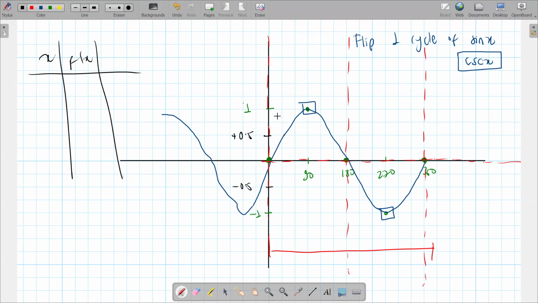This is what I'm saying. Right now, we don't really care what the x value is. We know the y value there is 0.5. When we flip it, what does that y value become? 2. So that point is gonna jump somewhere here. Same thing here, 0.5 is gonna jump somewhere here.